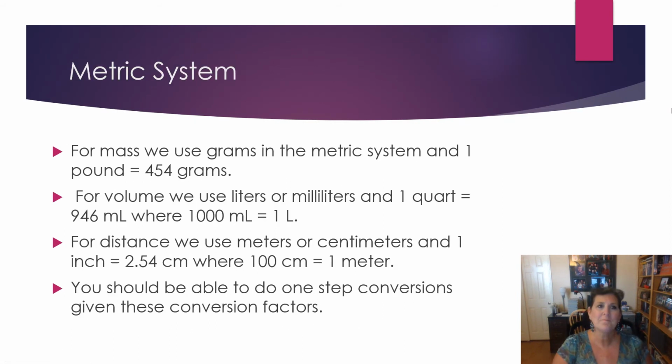All right, we got to do a little bit with the metric system. For mass, which is kind of like weight in the metric system, we use grams. Now, for people, we tend to use kilograms, but when we're measuring out chemicals, we use grams. A pound is much bigger than a gram. A pound is 454 grams. Okay, I'll give that to you if you need it.